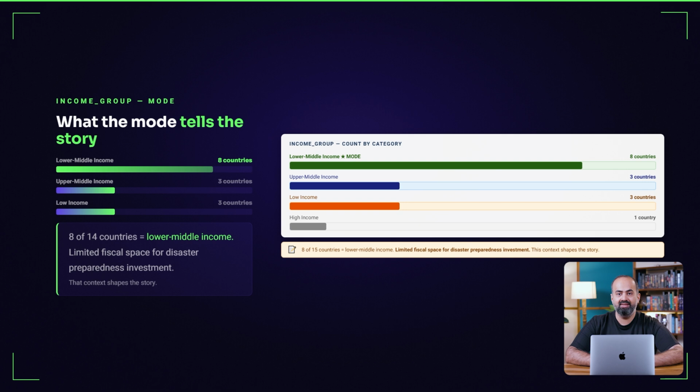What does this tell the journalist? Most of the countries she is writing about share a similar economic context. Lower middle income countries have limited fiscal space for disaster preparedness investment. That context shapes the story.